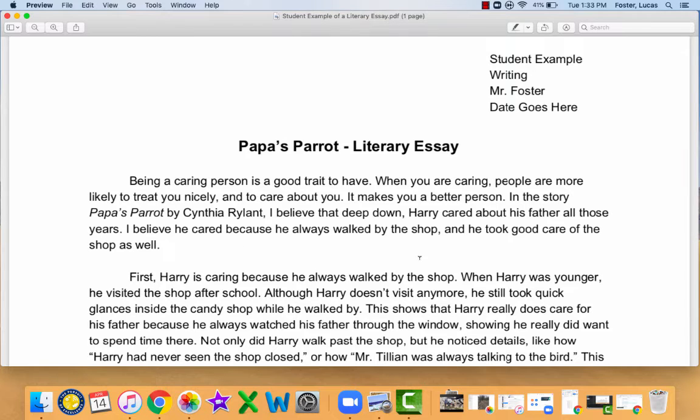And right here, this is the claim, okay? So our claim for the Three Little Pigs literary essay is that the third little pig is an admirable character. And actually, I want to re-highlight this again. We're going to go right here, okay? It starts a little bit later than what I had.